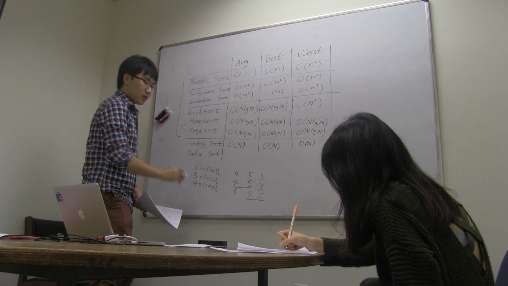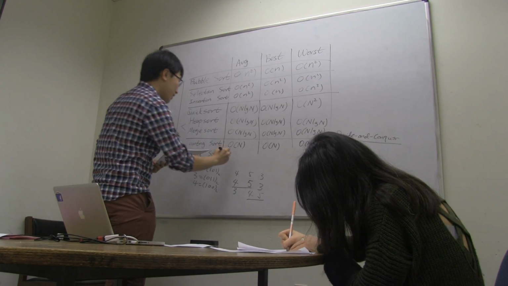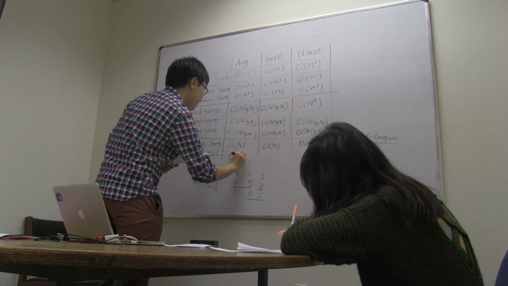So in the radix sort, the time complexity is very tricky. So usually we call it order n.